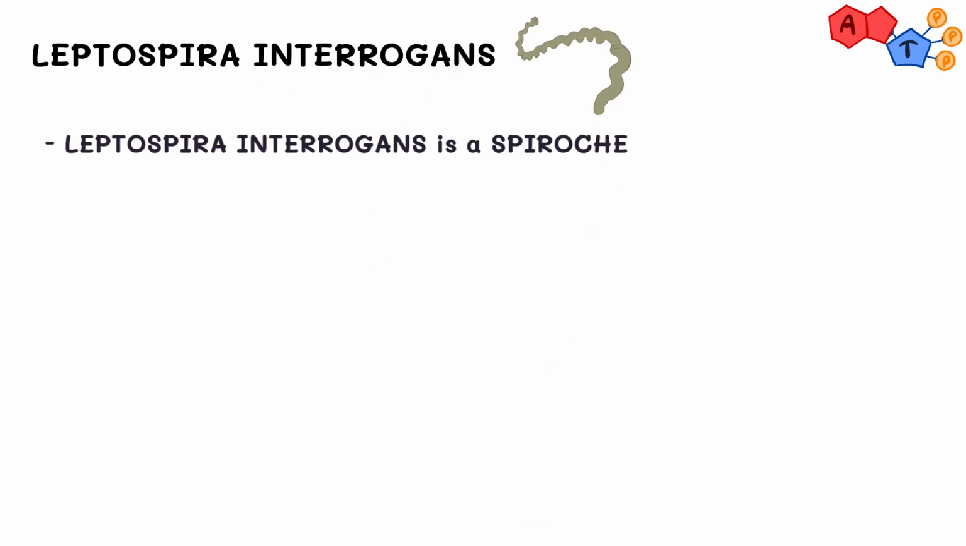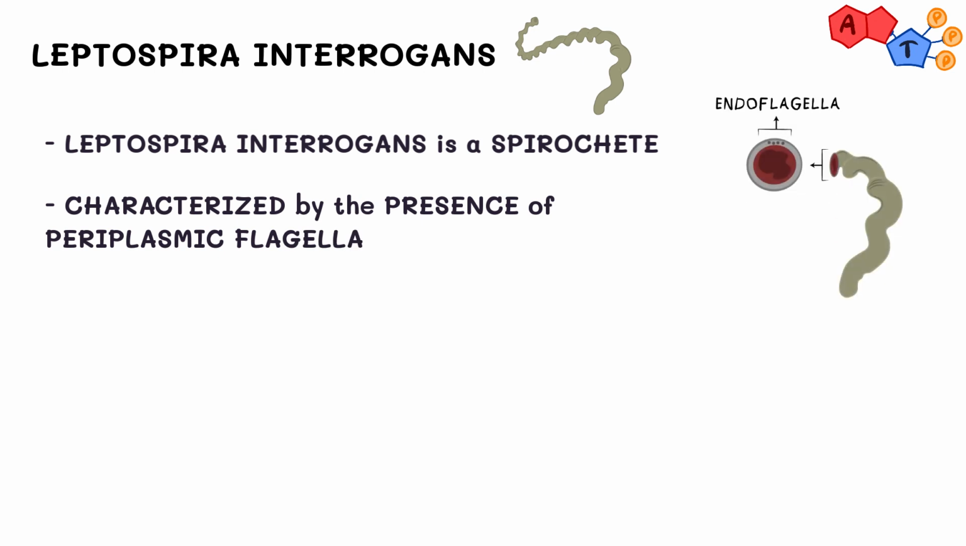Leptospira interrogans is a spirochete. Spirochetes are spirally shaped bacteria, hence their name. They are characterized by the presence of periplasmic flagella and their axial filaments. These structures help spirochetes assume their shape and aid in their corkscrew-like motion.